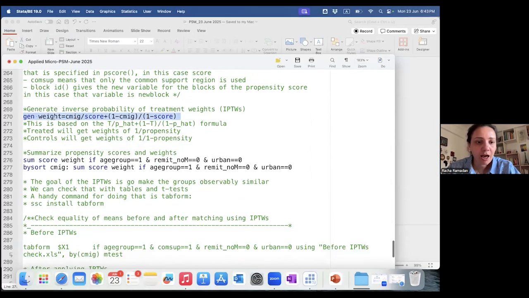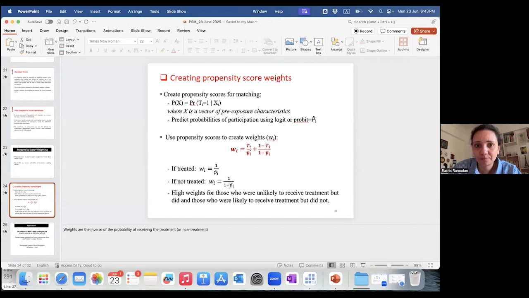Here, I will generate a weight. I call it weight because it is inverse propensity score weighting, which is equal to C migrant, which is the treatment, equal to 1 if the individual is treated, which means she has a migrant in her household, divided by score, the p hat, plus 1 minus T, the treatment, which is current migrant, divided by 1 minus score. So this command is just replicating this equation.